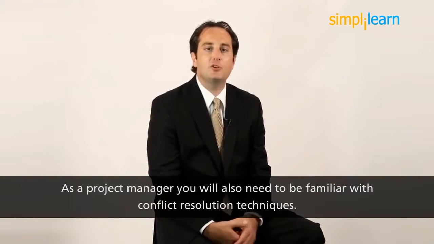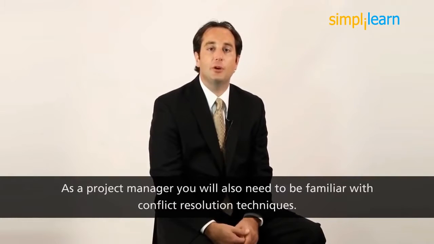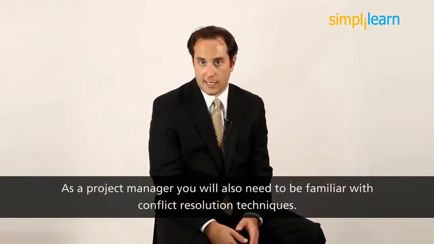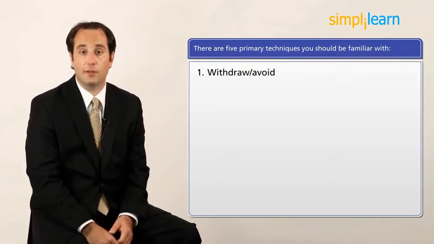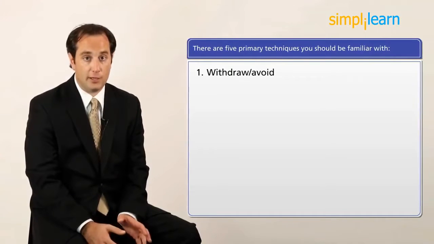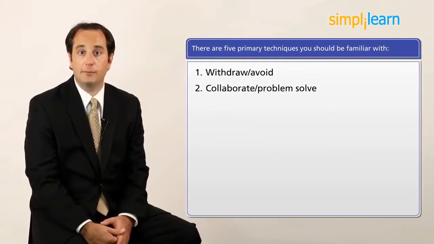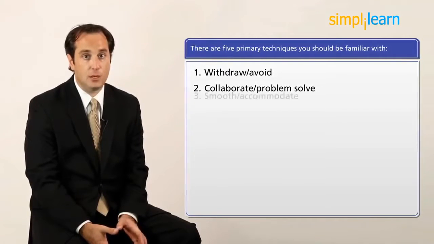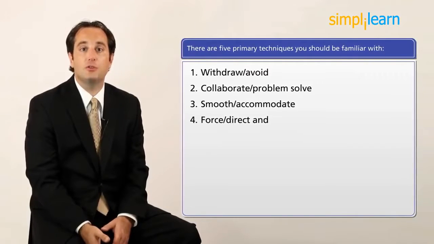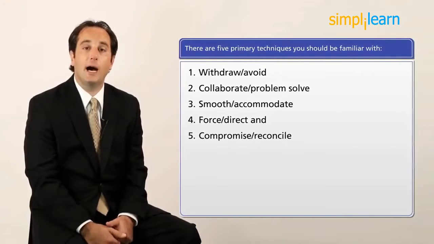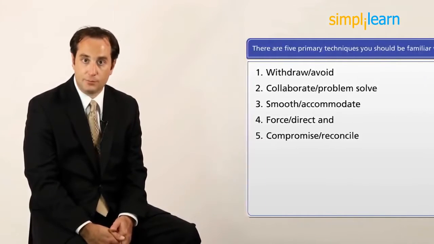Similarly, all of the procurements required for the project, purchasing equipment or software, hiring contractors, etc., all occur in the execution process group. As a project manager, you will also need to be familiar with conflict resolution techniques. There are 5 primary techniques you should be familiar with: withdraw or avoid; collaborate or problem solve; smooth or accommodate; force or direct; and compromise or reconcile.